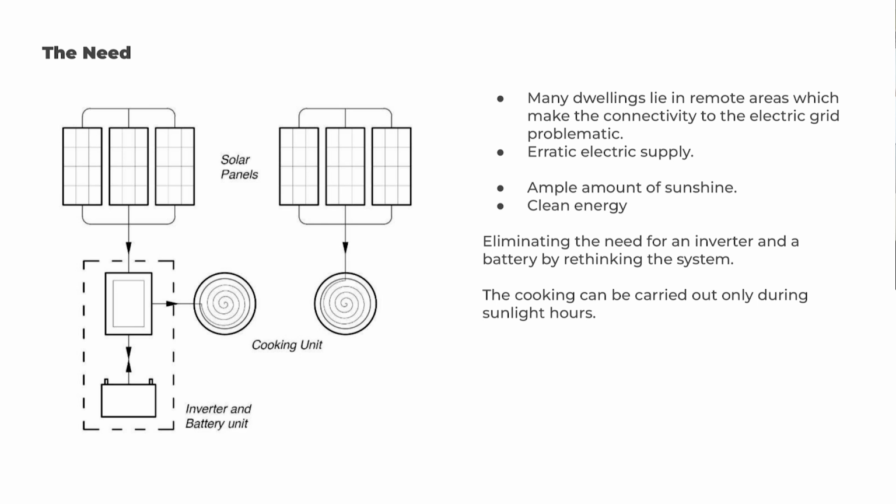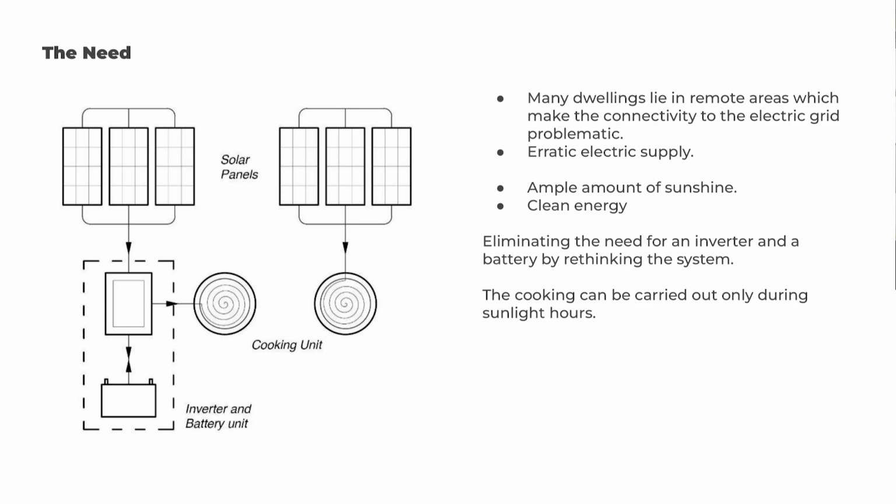Then we went about thinking how electricity can replace their cooking system, because right now they cook on a flame-based, fire-based system. The need was that many of these villages lie in very remote areas where there is no electricity grid, and even if there is, the supply is very erratic. And also, because our country has an ample amount of sunshine, why not use it?